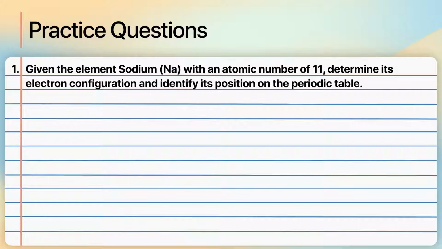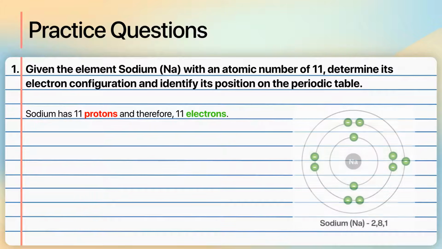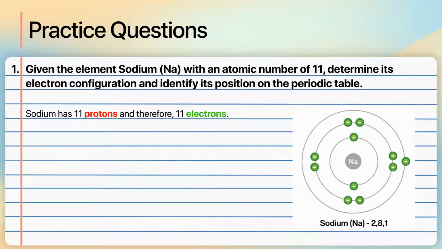Sodium has an atomic number of 11, which means it has 11 protons, and therefore 11 electrons. The electron configuration is 2 electrons in the first shell, 8 electrons in the second shell, and 1 electron in the third shell. So the electron arrangement is 2, 8, 1.